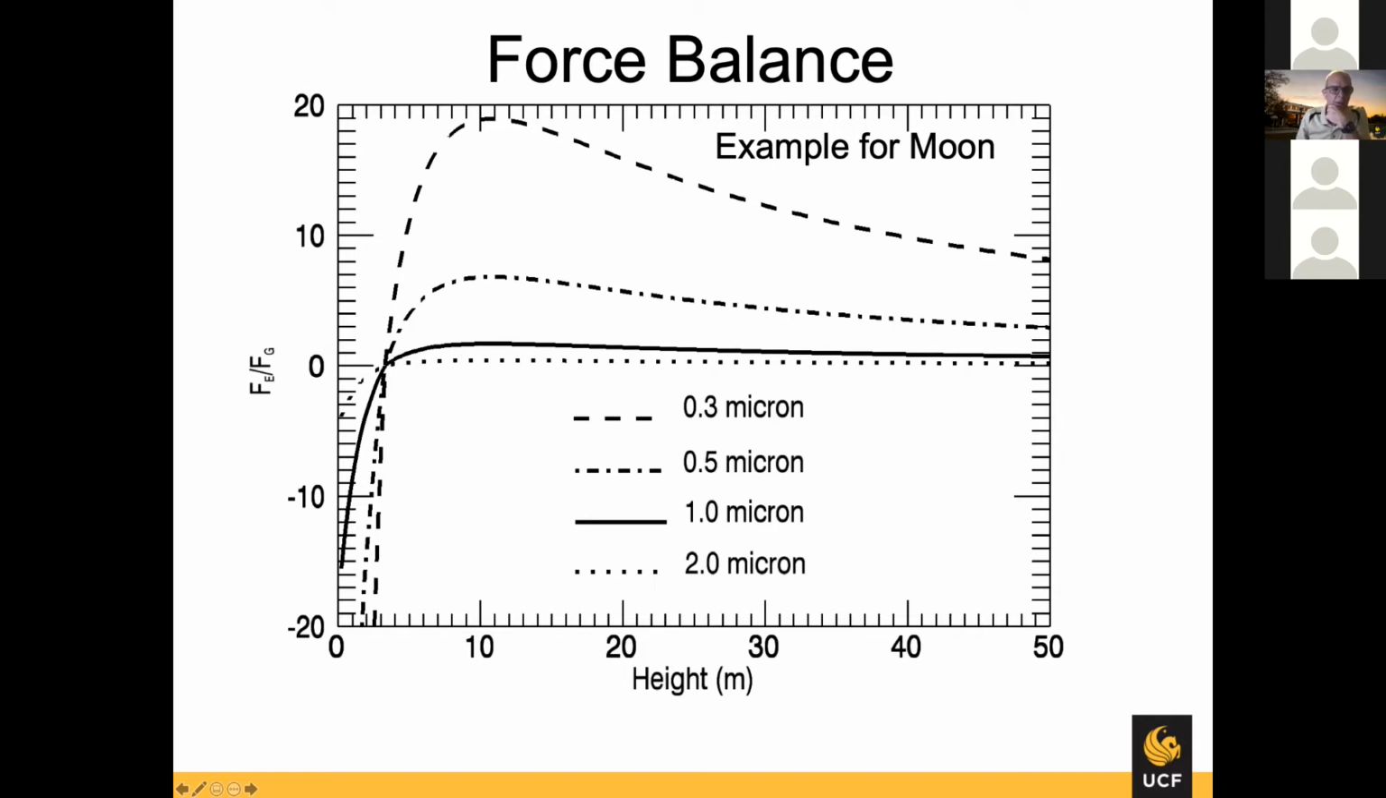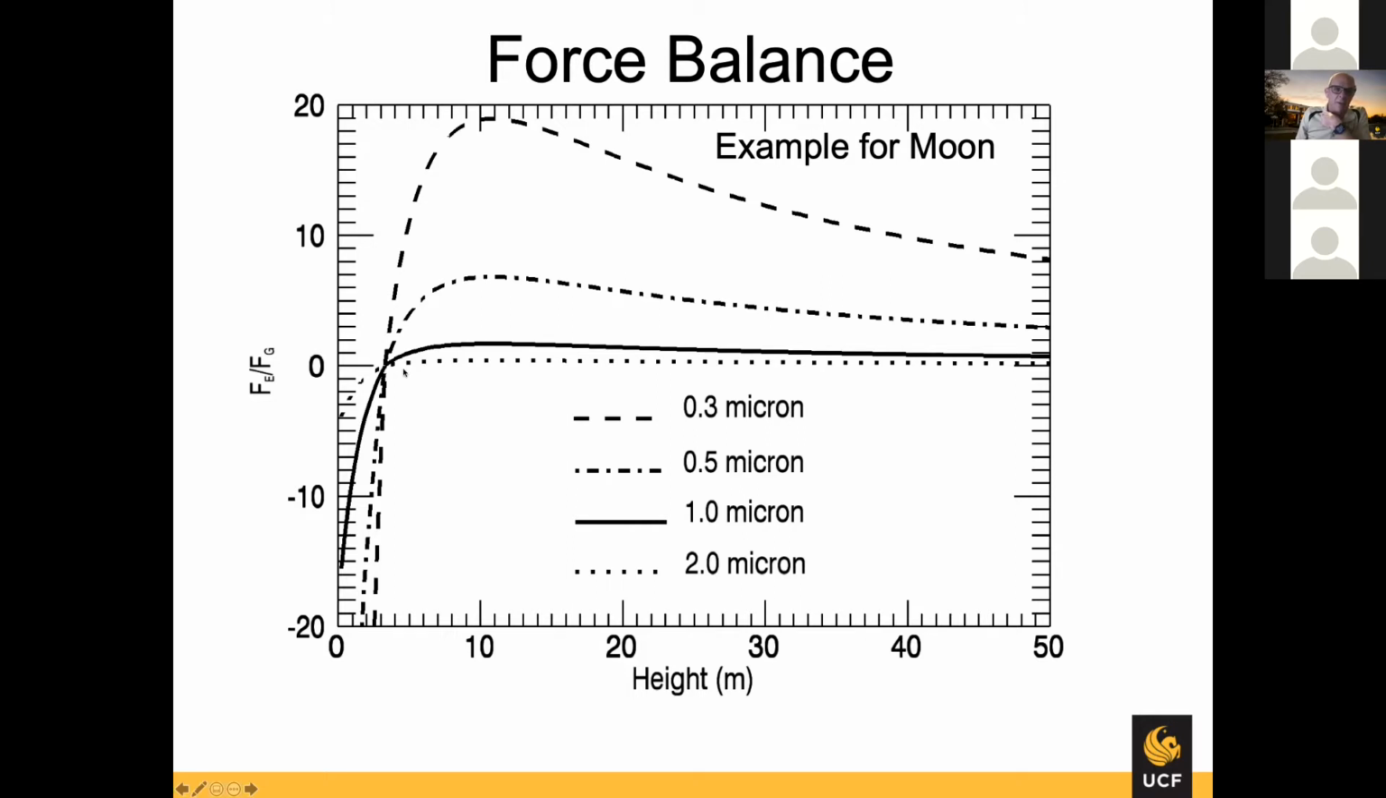You can see that we've got these examples here for 0.3 to 2 micron size particles. And for the 2 micron particle, the largest one, the electric force becomes negligible once you're 2 or 3 meters above the surface. You're basically out of the plasma sheath near the lunar surface, which is on the day side. The Debye length is 1 meter or 2, and that's just determined by the photoelectron flux and temperature.